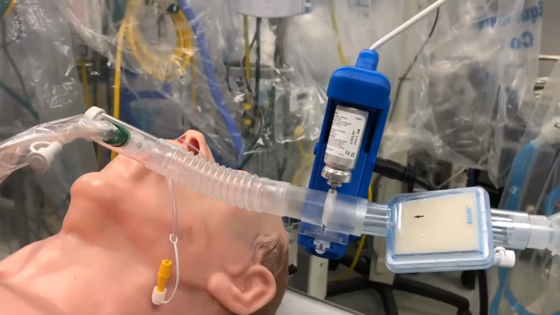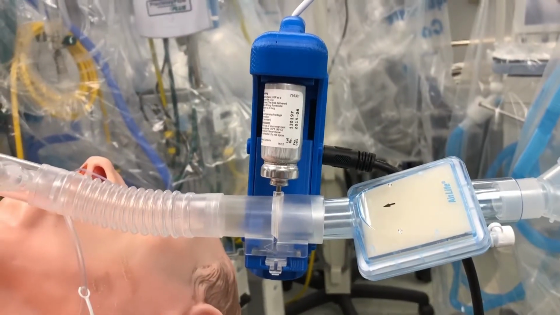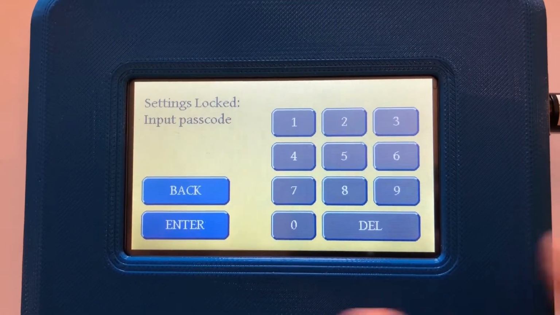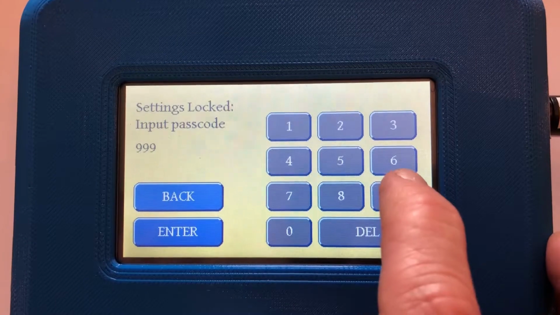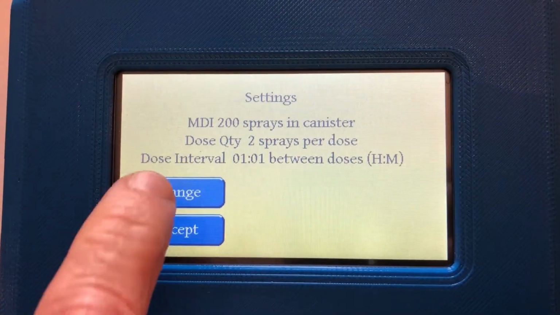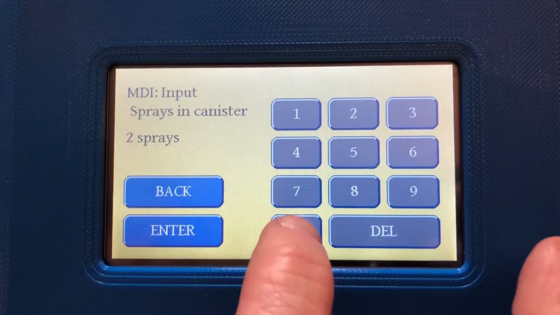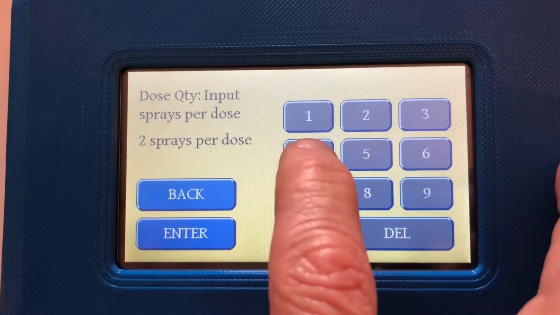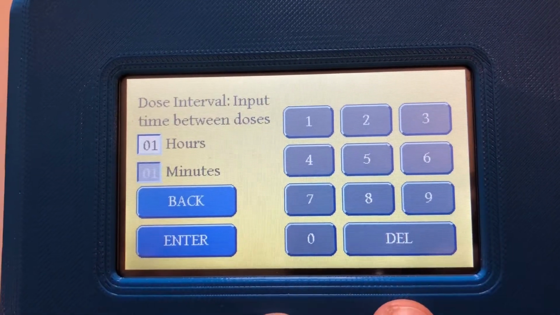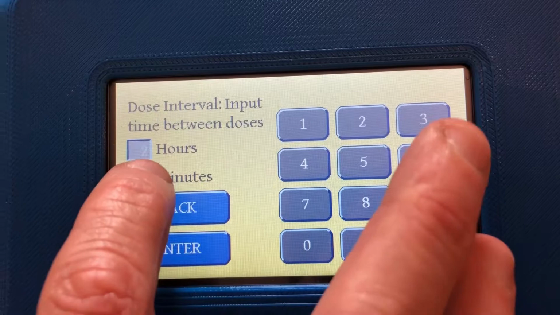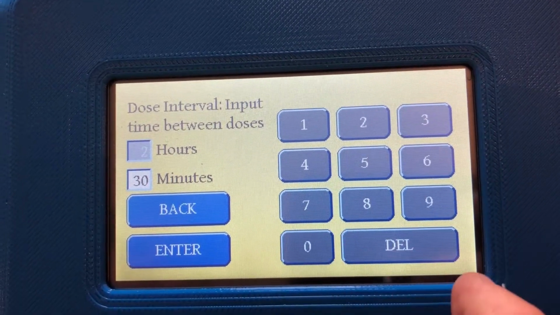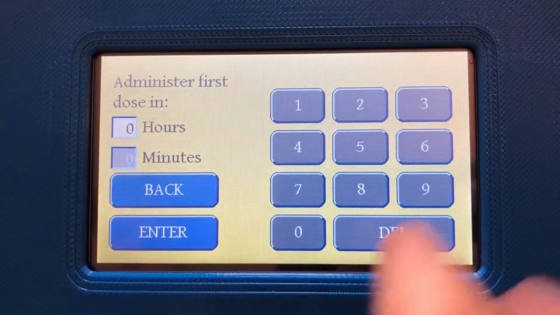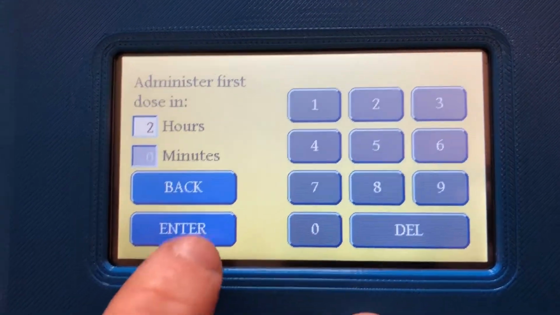To use the device, medication that is to be administered is barcoded and scanned into the medication administration record. To administer the medication, a passcode is required to enter the number of sprays in the canister, followed by entering the number of sprays to be administered per dose, followed by entering of the time interval between doses, followed by the offset of the first dose to be administered. The Go Pilot calculates how long the current canister will last and confirms the settings.